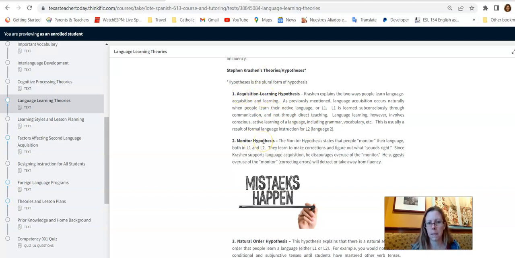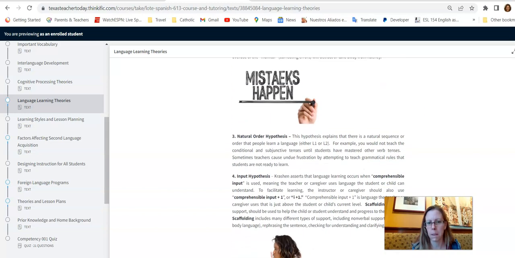Next, we have the monitor hypothesis. If you think about a blood pressure monitor, it's telling when your blood pressure is off, right? When it's too high or even too low. Our monitor in our brain tells us when something's wrong. So it sounds like a good thing, and it can be, to help you learn language and correct your mistakes. But if you use it too much, it takes away from your fluency. So he says to be careful not to overuse that monitor. It's called the monitor hypothesis.